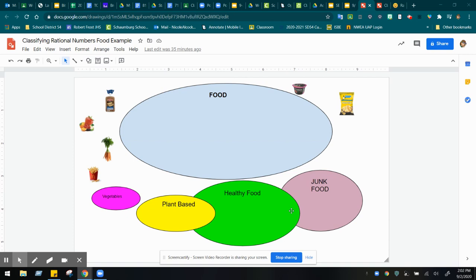I am going to show you an example of classifying rational numbers, but it's actually not numbers. I'm going to show you how to classify food, and then hopefully we can generalize that idea into our numbers. As you can see here, my big oval is just food in general.